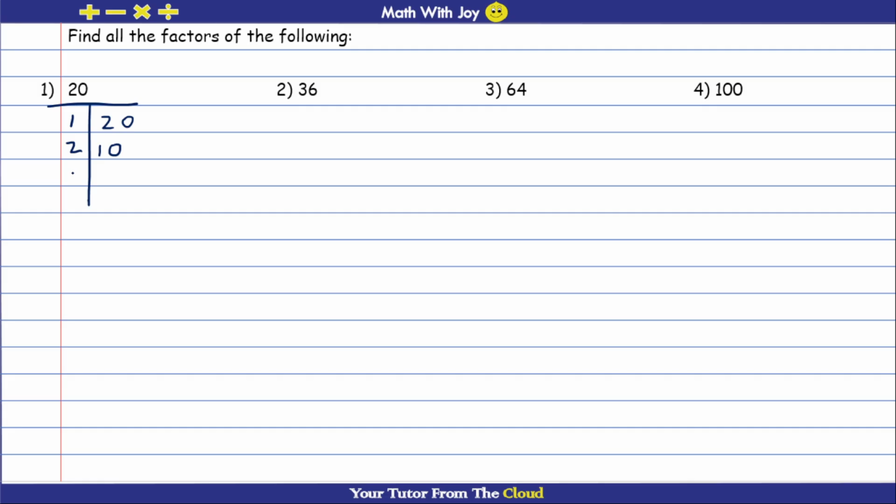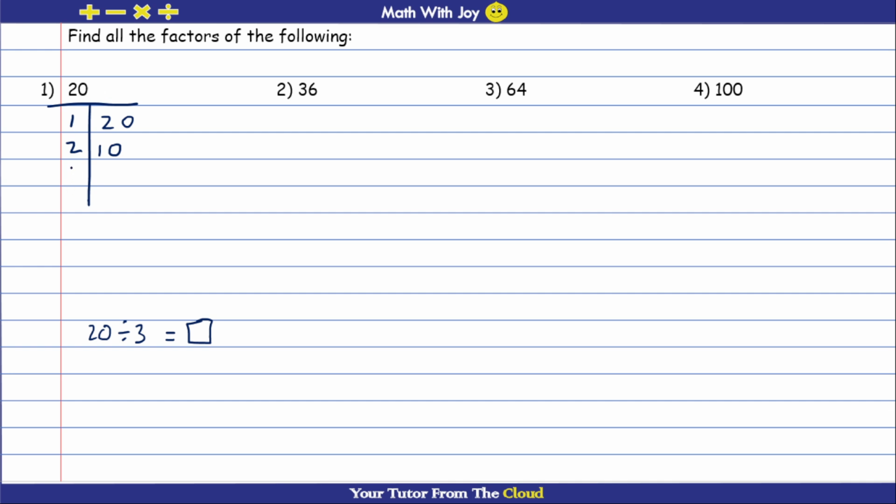Then you check for 3. Can 3 go into 20? You can even use your calculator. In your calculator, you can say 20 divided by 3. And you'll see it does not give you a whole number. It will give you a decimal or a fraction. So 3 does not go into 20.